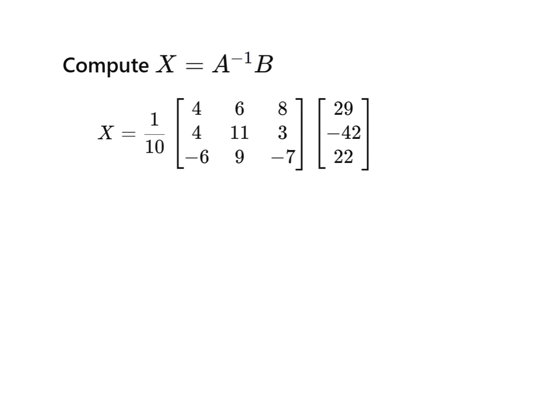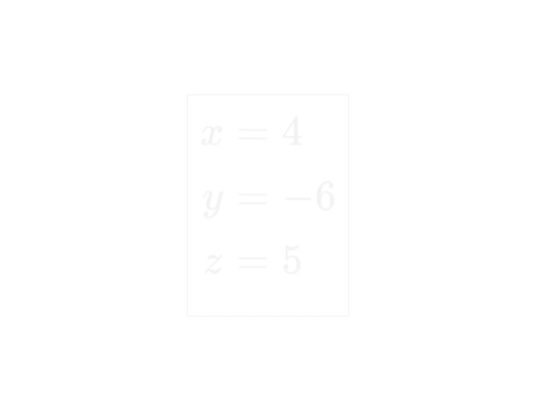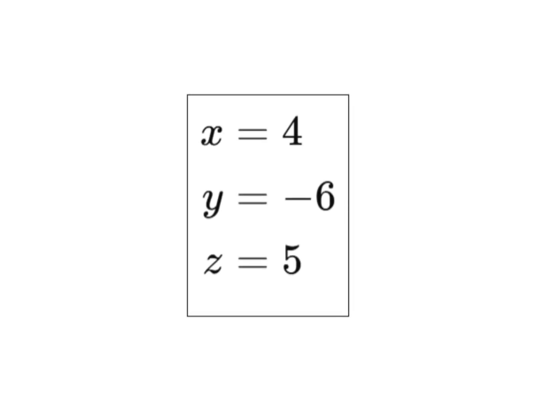And there you have it. Our final answers are x equals 4, y equals -6, and z equals 5. If you plug these 3 values back into any of our original equations, they will balance perfectly. That is a full 10 marks in the bag.